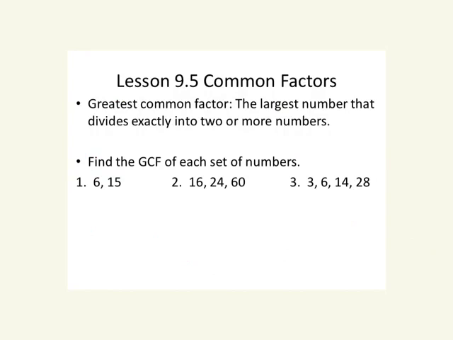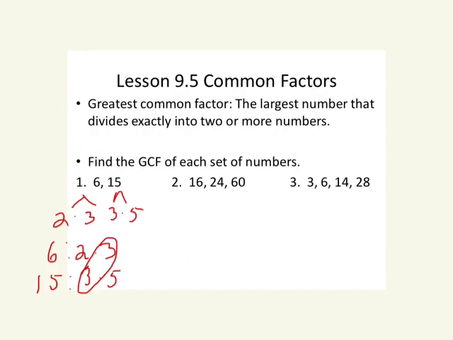So 6 breaks down into 2 times 3. 15 breaks down into 3 times 5. So then I write it, 6 is 2 times 3, and 15 is 3 times 5, and the common factor is 3. So the GCF in this problem is 3.